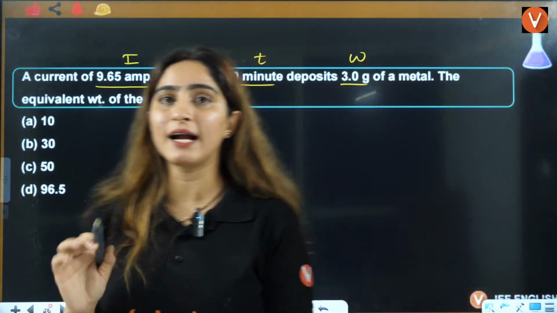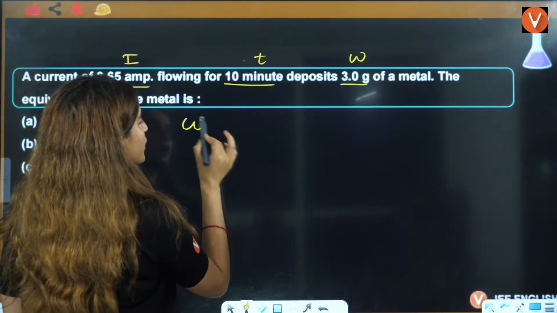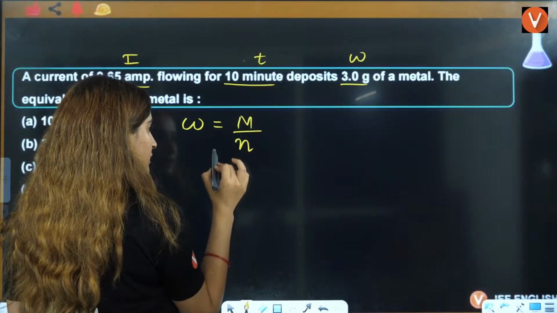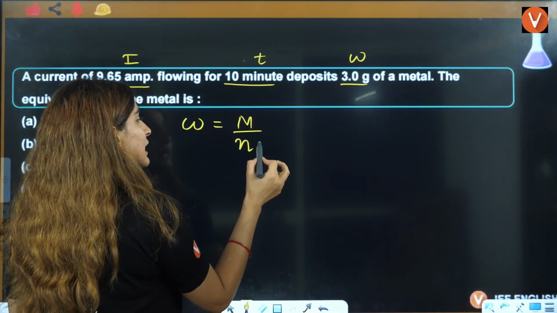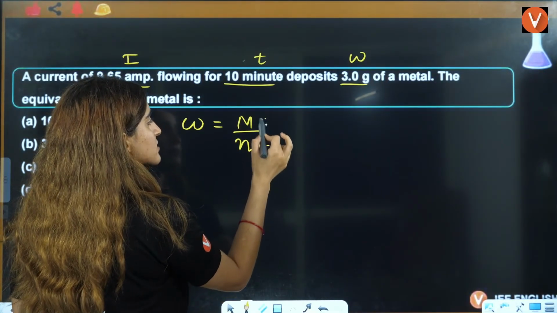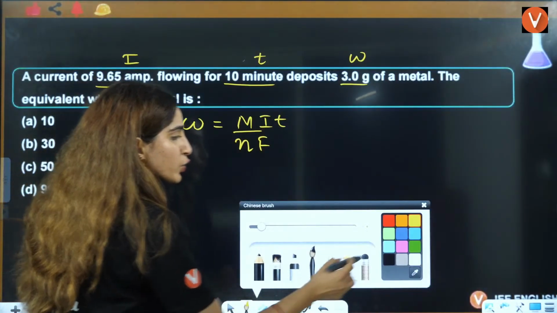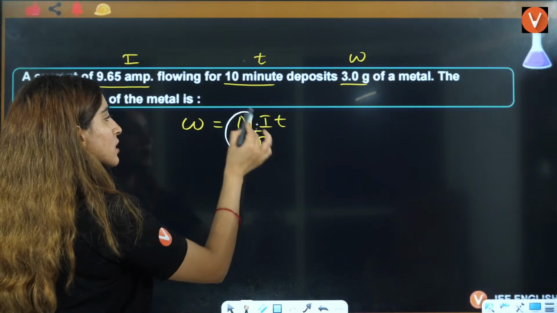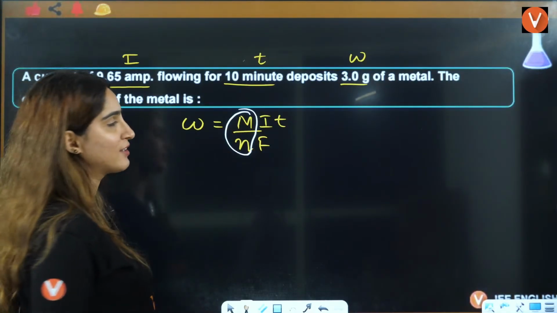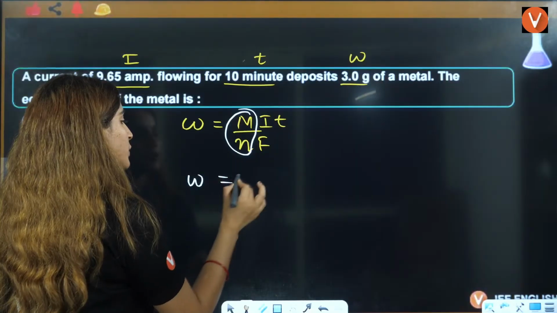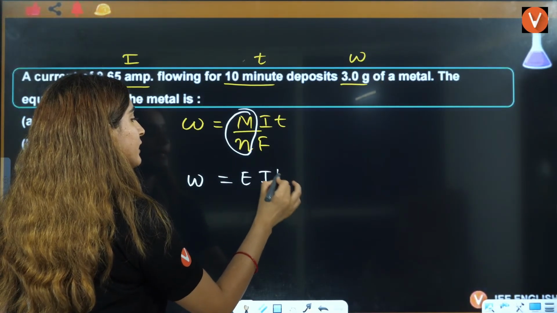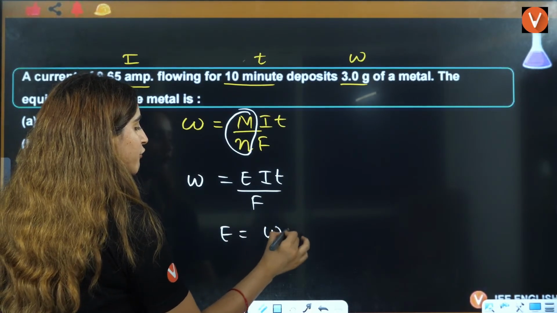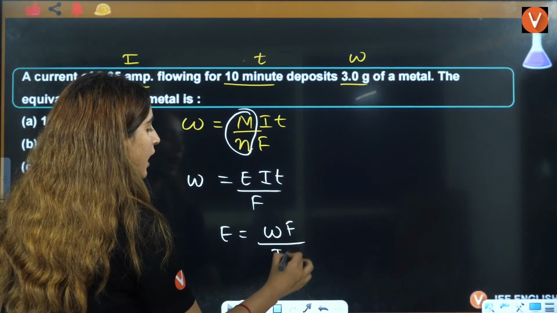See, for that, simple, apply this formula. Weight is equal to molar mass by n factor, and then Faraday, and this is IT. Now, do you know what is equivalent weight? Equivalent weight is nothing but molar mass by n factor. So weight is equal to equivalent weight times IT by Faraday. So equivalent weight will be equal to weight into Faraday divided by IT.